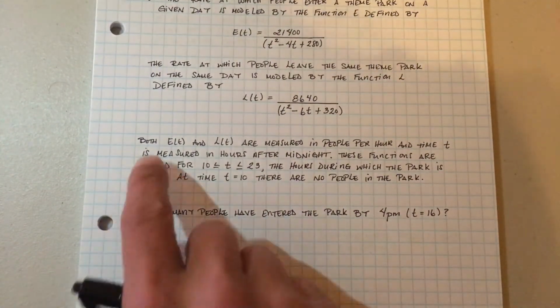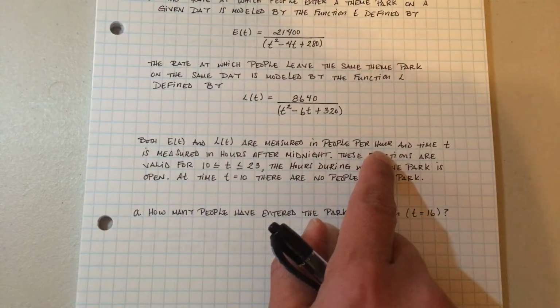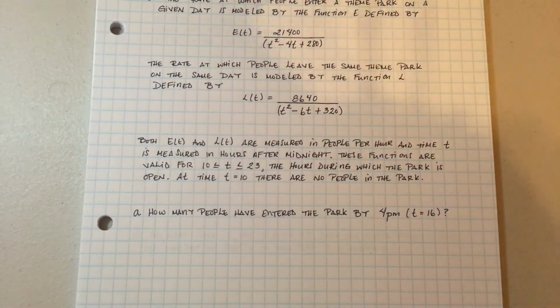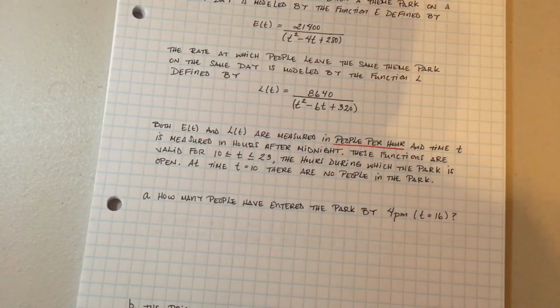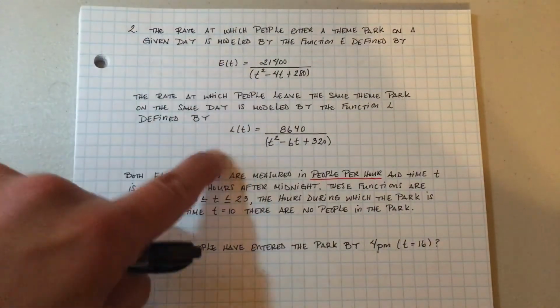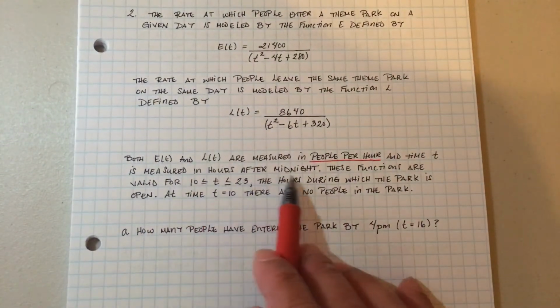It says both E of t and L of t are measured in people per hour. So notice that. What does that tell you? That's a rate. So this is a rate and this is a rate. And time t is measured in hours after midnight.